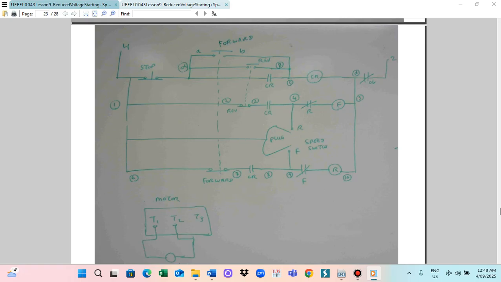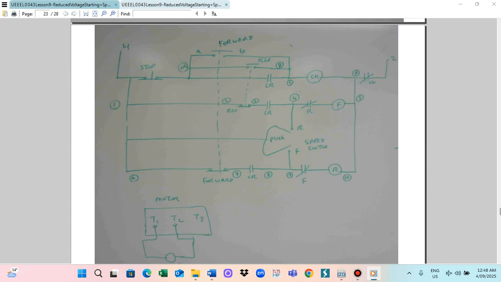Diagram. Firstly, there will be the forward. Forward positions are when you press the forward switch. So this is the forward, and the reverse. So this circuit is a common circuit. This circuit includes forward, reverse, running, jogging, as well as a plugging system.